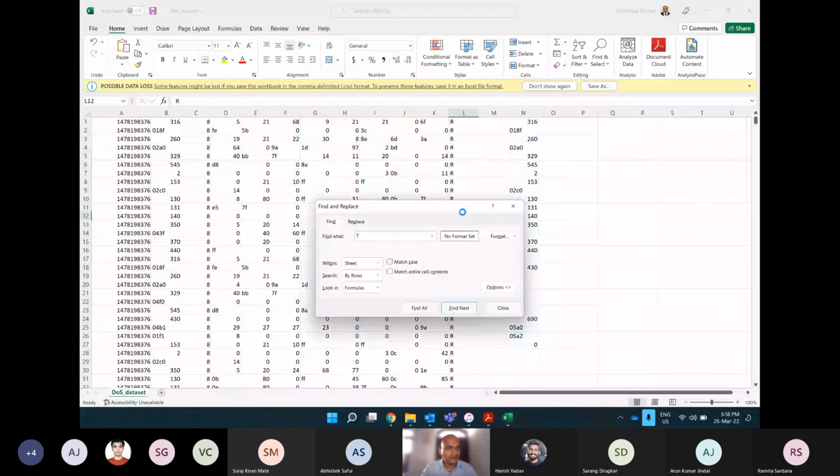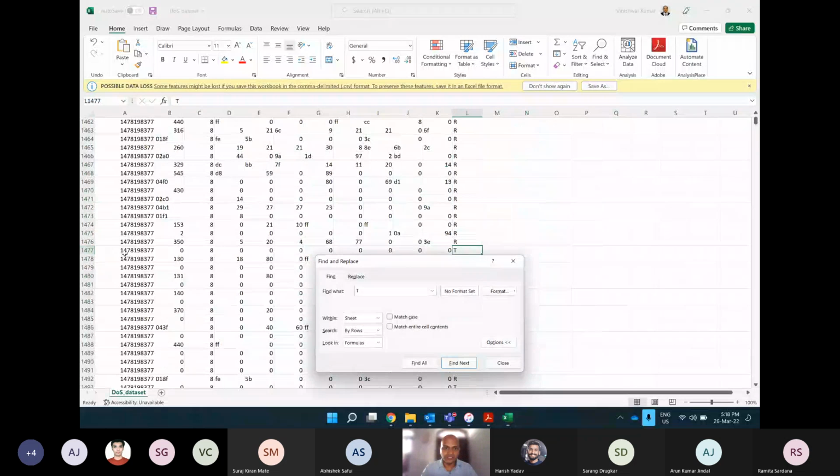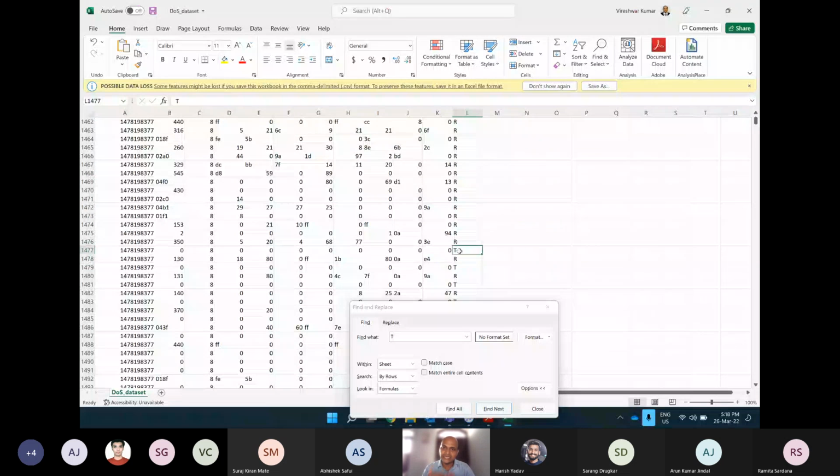So let's see. This 1477 is the row number where the first malicious messages have started coming. In this period, and I do not know when the last would be, but during that period you will see changes in the periodicity of some of those messages. And okay, then comes the machine learning part.